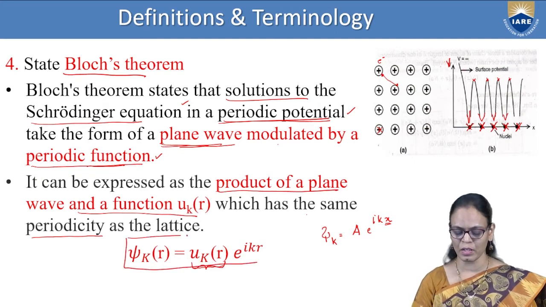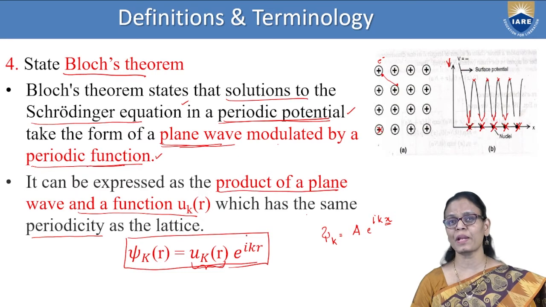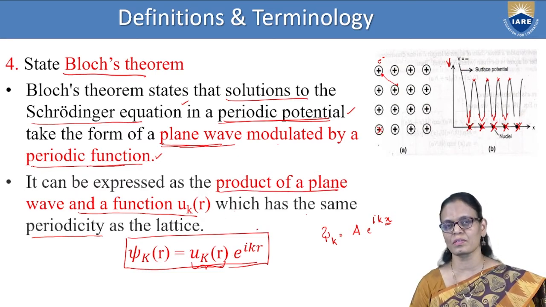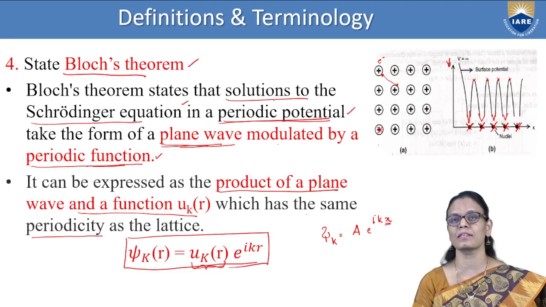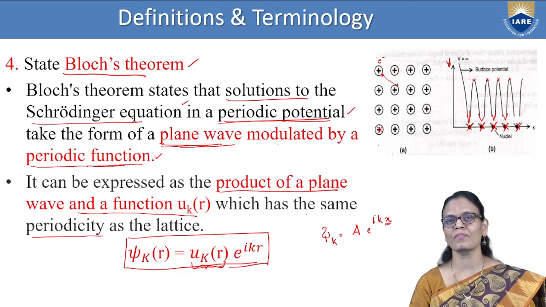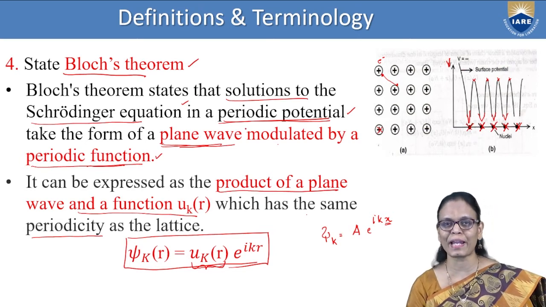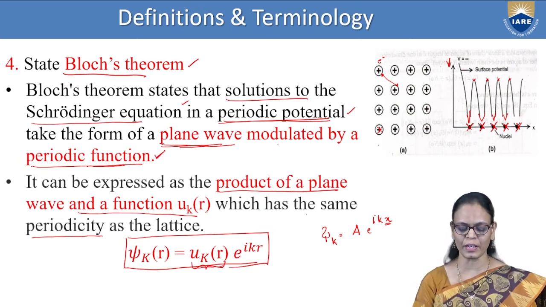So this is the expression that is given by Bloch. So we call them Bloch functions also. So the Bloch theorem states that the solutions to the Schrodinger wave equation in a periodic potential take the form of a plane wave which is modulated by a periodic function.